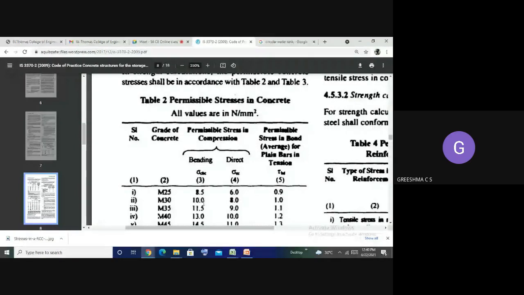Okay, so this is a circular water tank. Here most of the stresses will be arising due to the bending. So you can take the bending value. M30 grade, permissible stress in compression due to bending is 10 Newton per mm square.